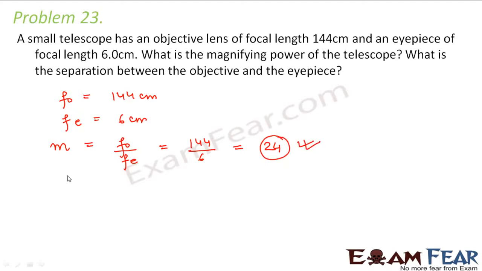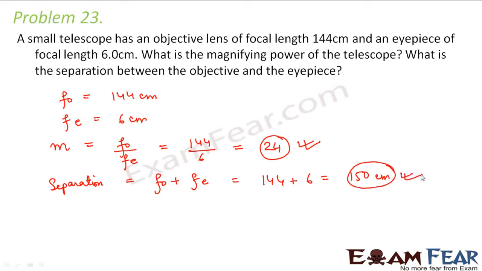We also have to calculate the separation between the objective and the eyepiece. So the separation in this case will be equal to FO plus FE, because in the case of a telescope, the second focus point of the objective is the same as the first focus point of the eyepiece. So the separation will be FO plus FE, that is 144 plus 6, which is equal to 150 centimeters. Right? So now let us go ahead and look at the last problem of this section.